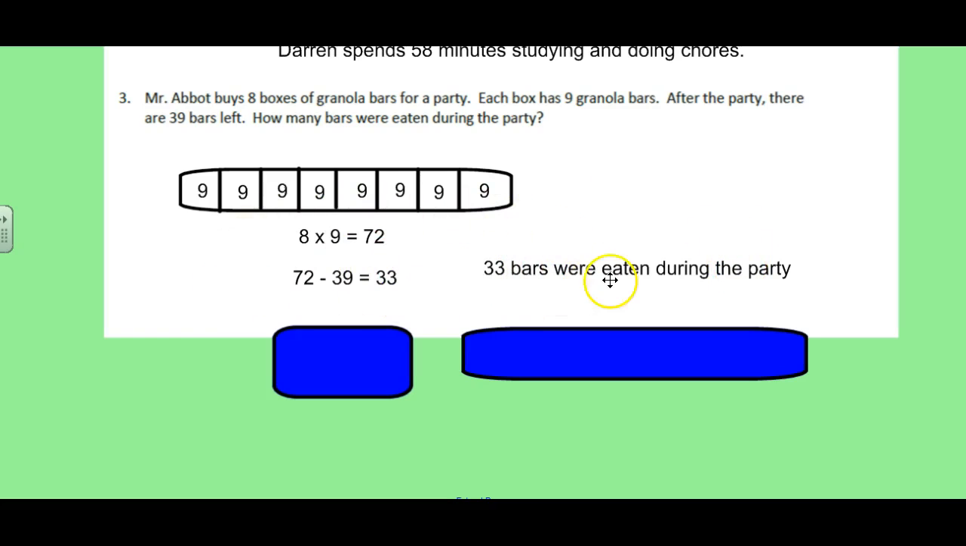Make sure that you have everything down that you need to have for this problem and that you have solved every step. And then we're going to move on to number 4.